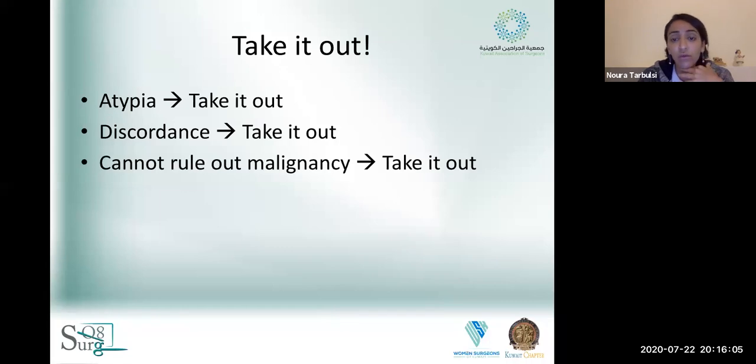And if we cannot rule out malignancy, such as in a condition like radial scar and fat necrosis, it's sometimes hard to exclude malignancy. So in that situation, you take out the lesion.